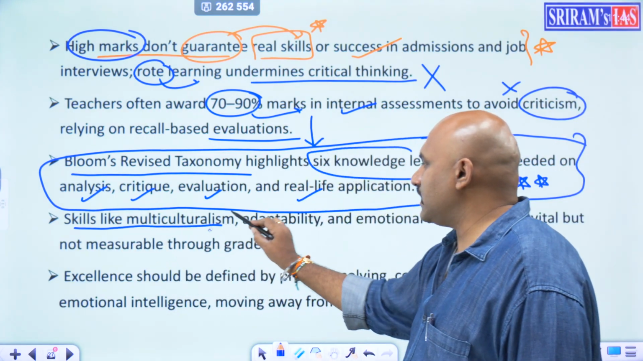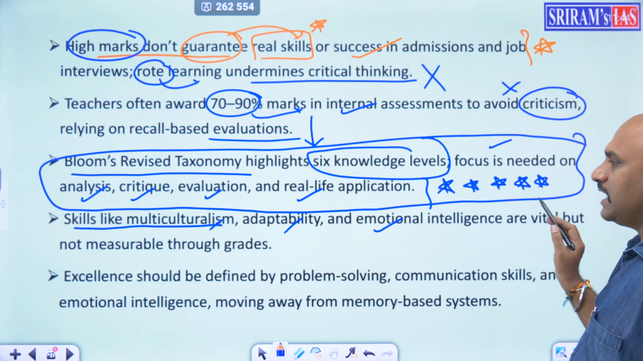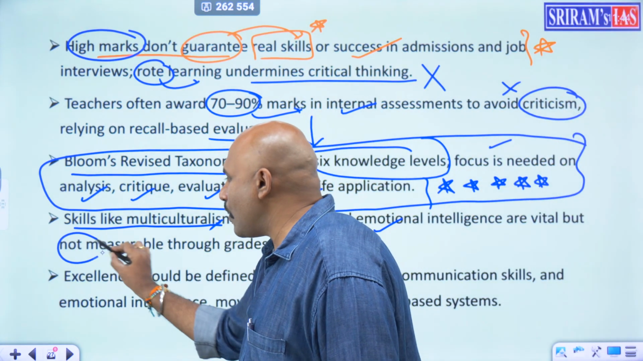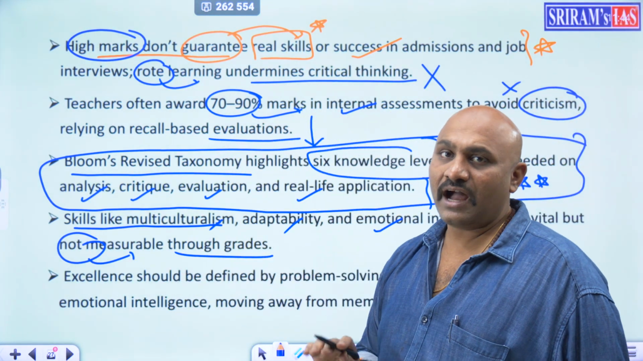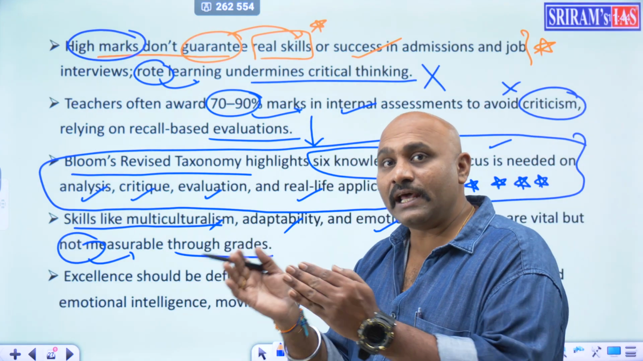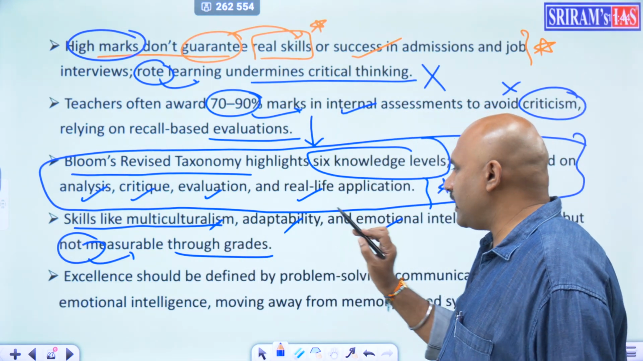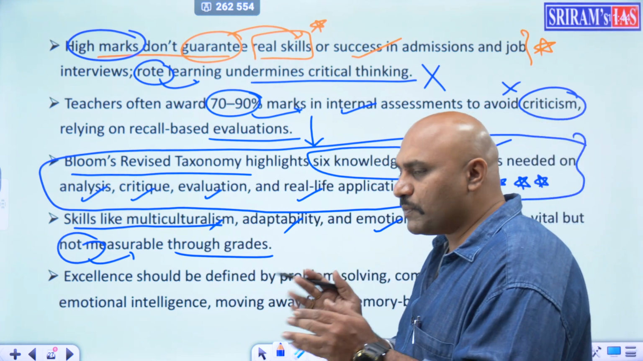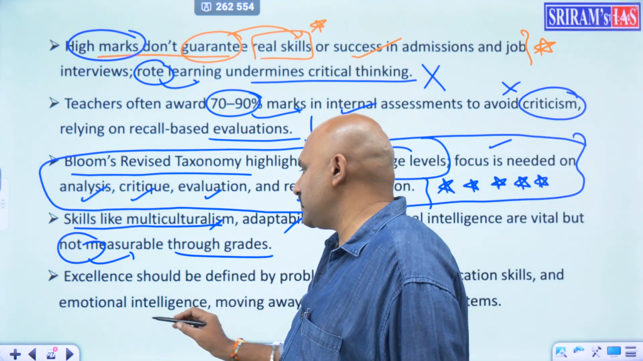సో స్కిల్స్ లైక్ మల్టీకల్చరలిజం, అడాప్టబిలిటీ అండ్ ఎమోషనల్ ఇంటెలిజెన్స్ ఆర్ వైటల్, బట్ అవన్నీ కూడా నాట్ మెజరబుల్ త్రూ గ్రేడ్స్. అవన్నీ గ్రేడ్స్ ద్వారా మనం మెజర్ చేయడం. కానీ రియల్ లైఫ్లో పనికొచ్చే మాత్రం ఏంటిది, హౌ యూఆర్ అడాప్టింగ్, హౌ యూఆర్ ఎమోషనల్ థింకింగ్ ఇస్, హౌ స్మార్ట్లీ యూఆర్ థింకింగ్ థింగ్స్. దీస్ ఆర్ ద మేజర్ పాయింట్స్ దట్ యూ హ్యావ్ టు అండర్స్టాండ్.